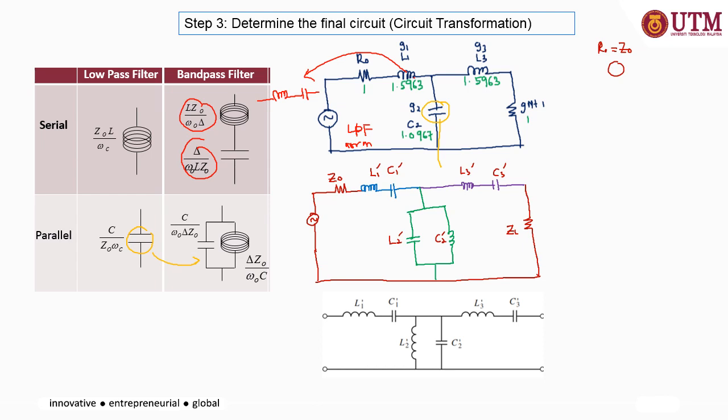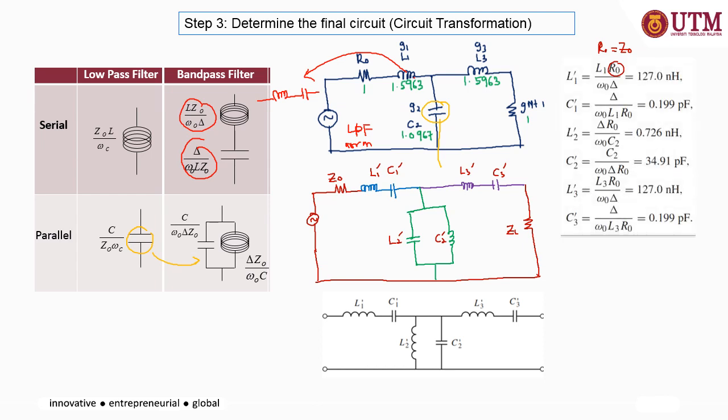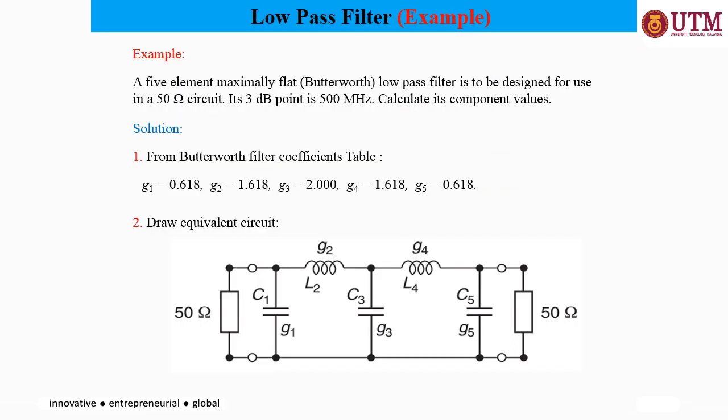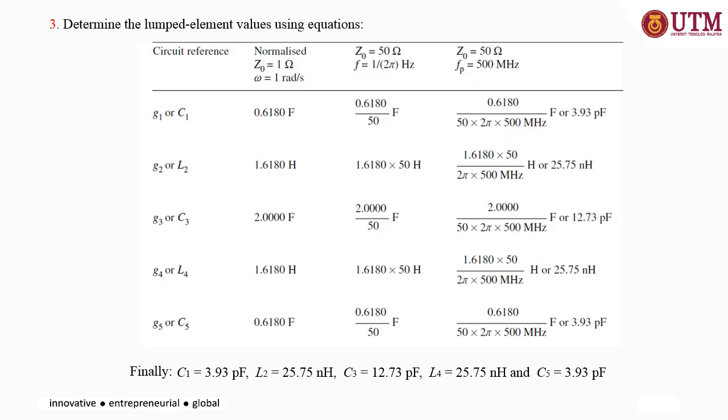Okay, so then don't forget to calculate the actual value or the final value for each of the new components, right? By using the equation shown in the transformation table, you get your final circuit element values. Alright, from this slide onwards, there are more examples on the filter design, so you can try this out. I'll not discuss this in detail.